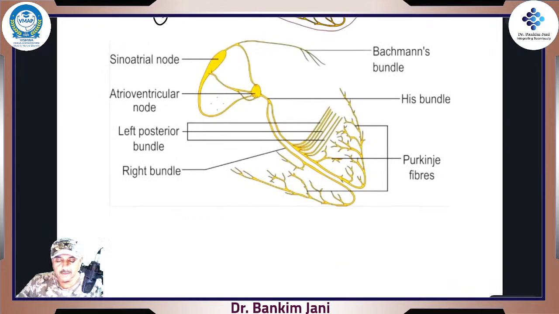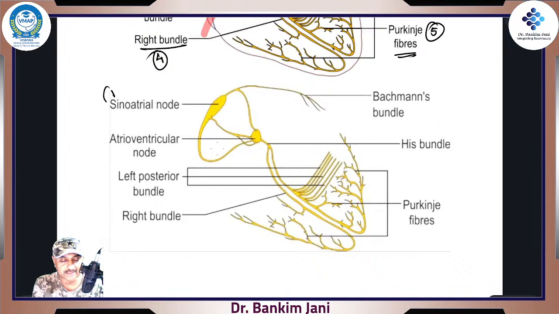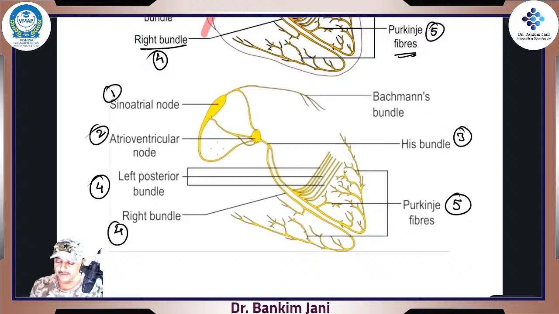This is where we have kept all our players, right? So this is the SA node, then the AV node, and from the AV node it goes into the bundle of His. From the bundle of His it goes into the right and left bundles, and then finally into the Purkinje fibers. These are nothing but all the pacemakers, right? So in case the SA node fails, the AV node takes over. If the AV node fails, even the bundle of His can take over, right? But obviously the rate would start declining. The speed at which they send the pulse starts decreasing, right?